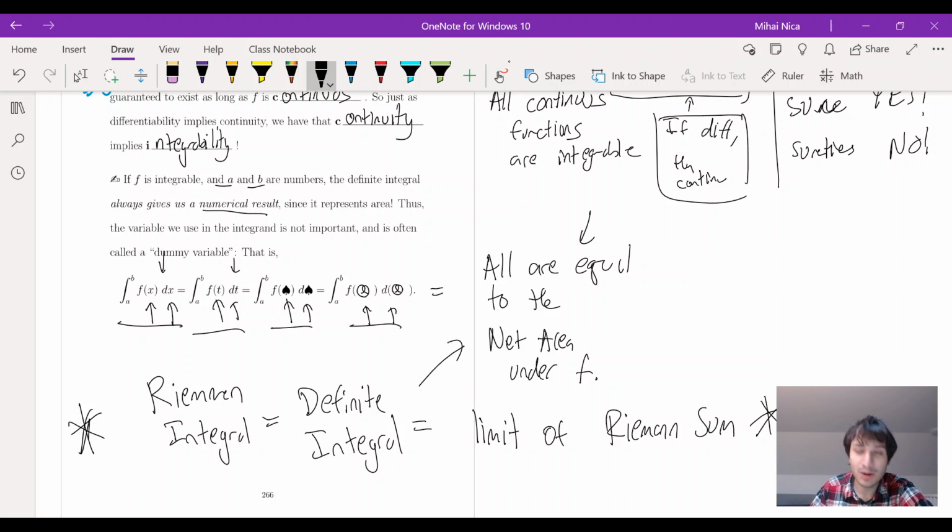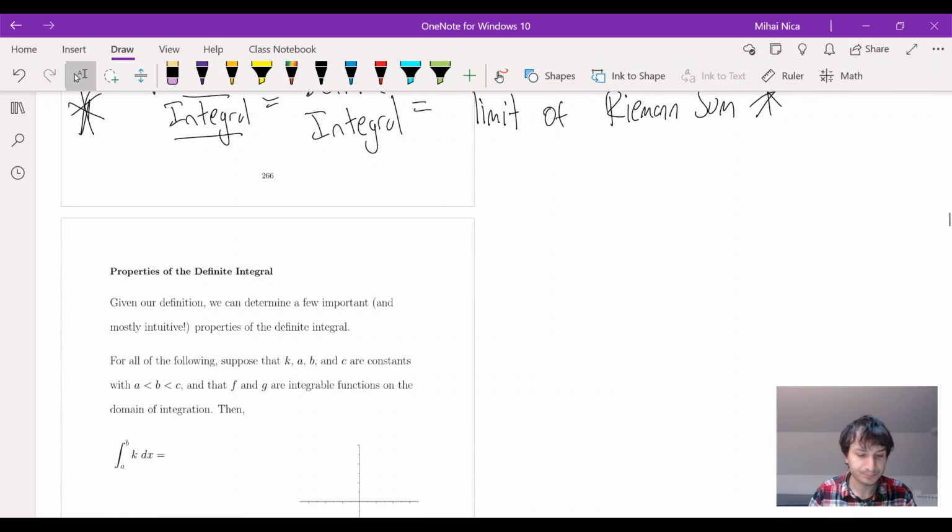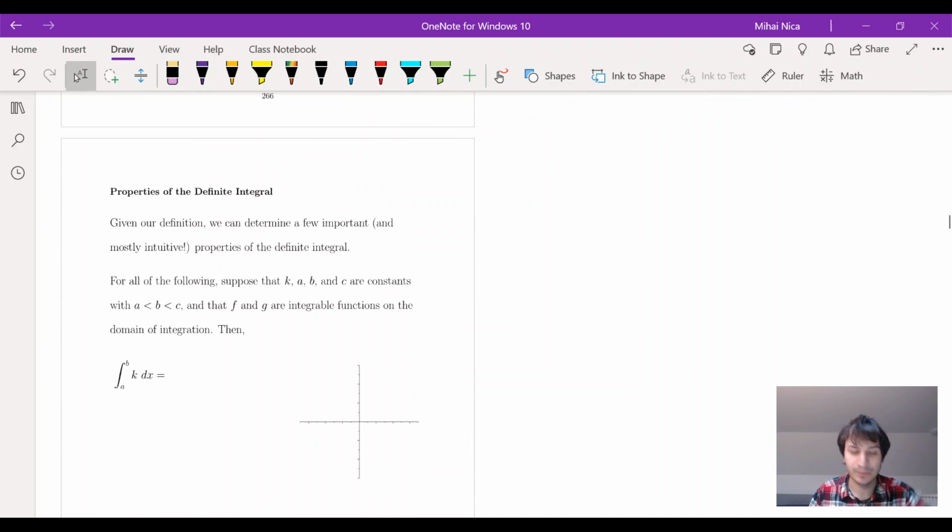We're now going to do some properties of this thing. So, this thing is a mathematical object. It's a limit of a certain thing. And because limits obey certain rules, therefore, integrals also obey certain rules. And we're going to go through a few of those. So that's what's coming up next. Properties of the definite integral.